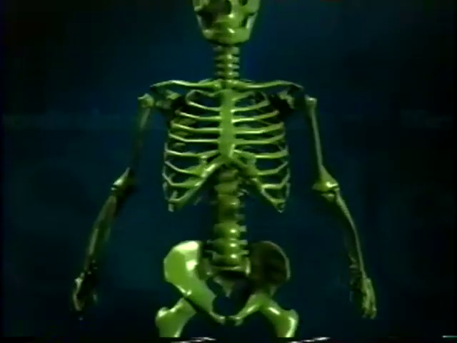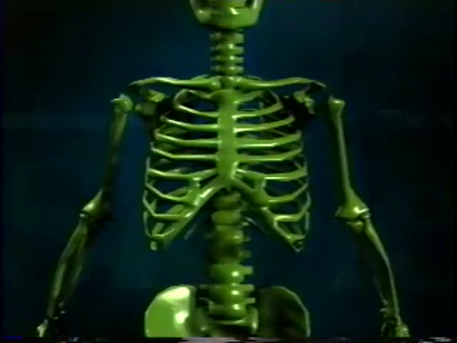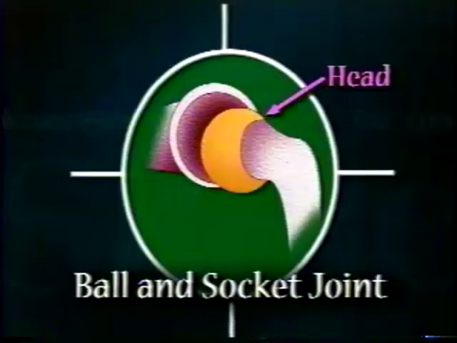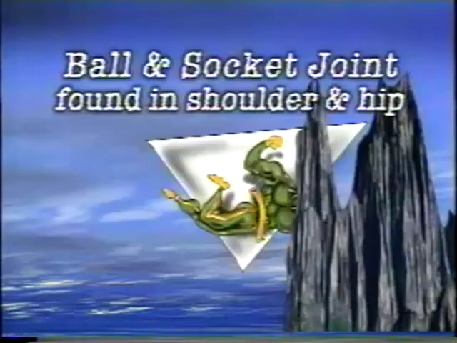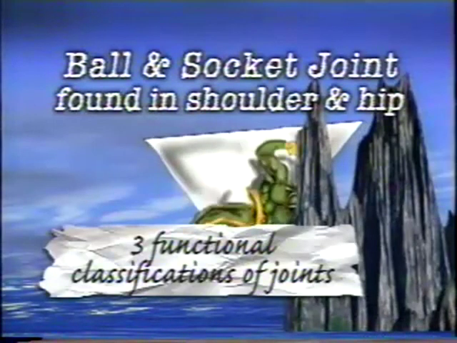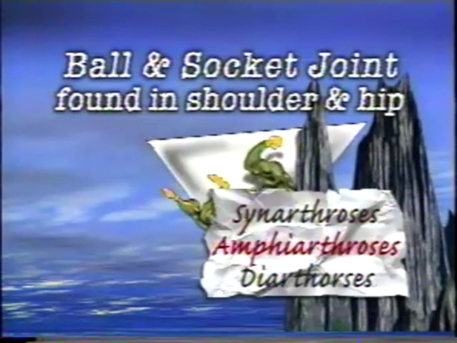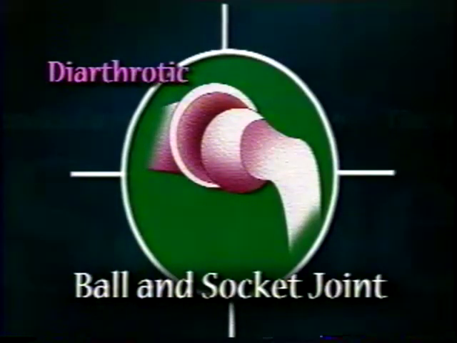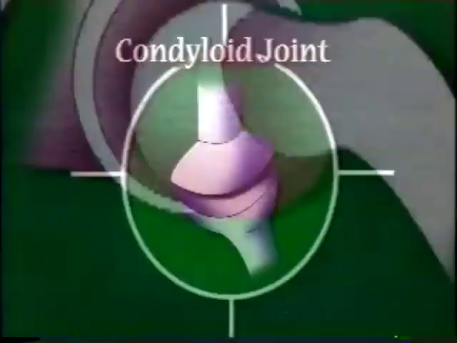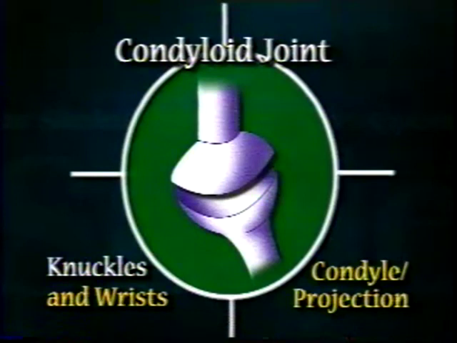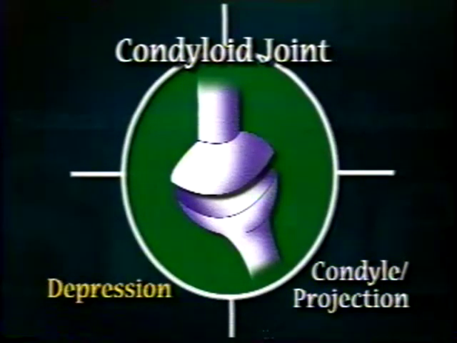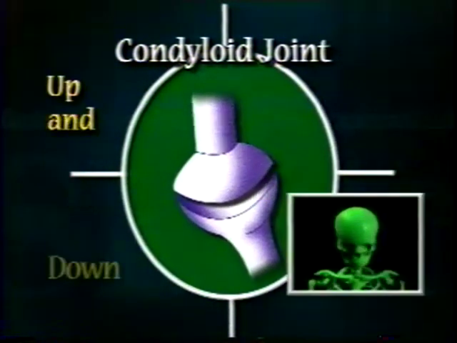You can find the ball and socket joint in both the shoulder and hip. It consists of a large spherical head that fits into a large concave cavity and allows for all types of movement, making it the most mobile joint. In fact, you remember the 3 functional classifications of joints? Synarthroses, amphiarthroses, and diarthroses? Well, the ball and socket joint is a diarthrotic joint because it's super mobile. Finally, the condyloid joint, located in the knuckles and wrists, consists of a small condyle, or projection, that fits into a small depression and allows for side-to-side and up-and-down movement.